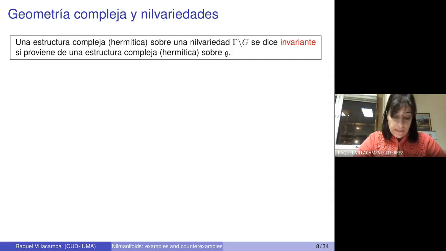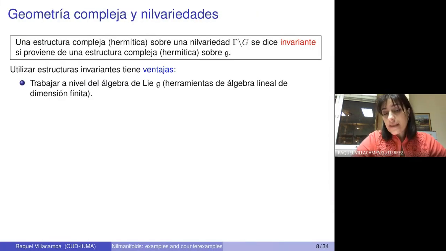So we focus on nilmanifolds, and we are working with invariant Hermitian structures. These structures come from structures living on the Lie algebra associated to this nilmanifold. And what are the advantages of working with invariant complex structures? First of all, we work at the Lie algebra level. This is very important because we can work with tools of linear algebra of finite dimension. So in this way, things are much easier than with the usual tools of differential geometry.